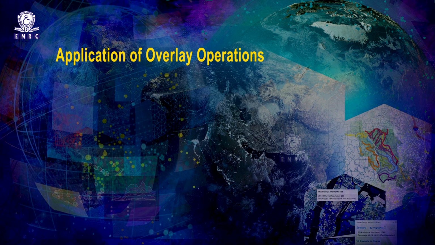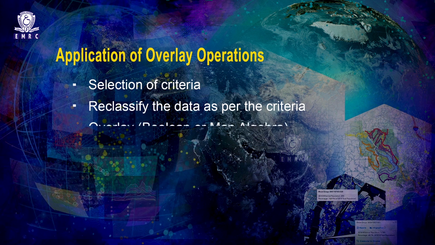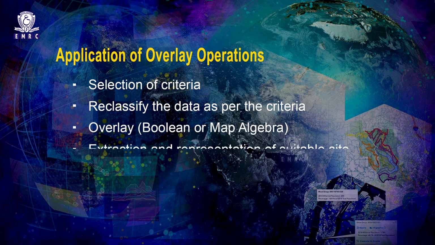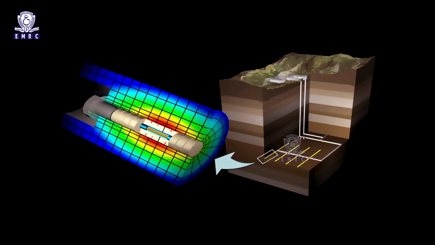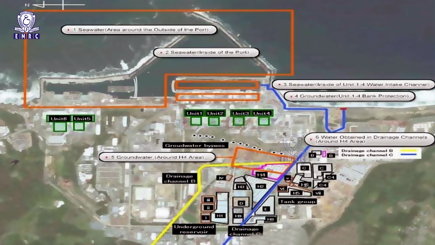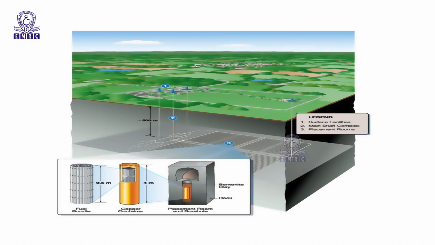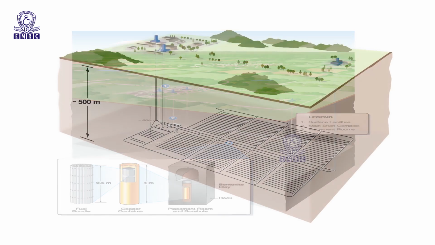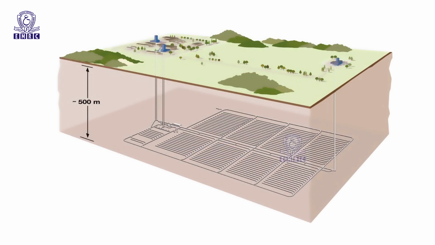For the site suitability overlay, keep in mind some of the points: selection of criteria, reclassifying the data as per the criteria, overlay, that is Boolean or map algebra, extraction and representation of suitable site. For example, criteria for a nuclear waste repository site: it should be an area of suitable geology. The site must not be easily accessible. The site must be away from high population, and the site must be outside an area of conservation.